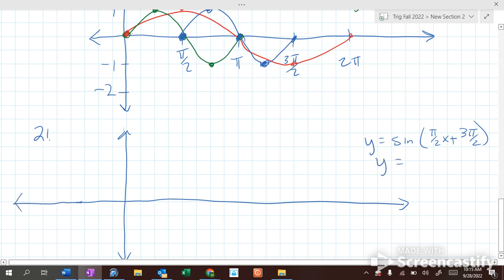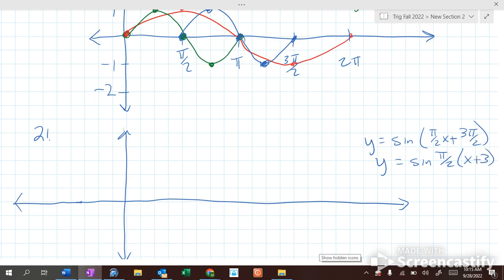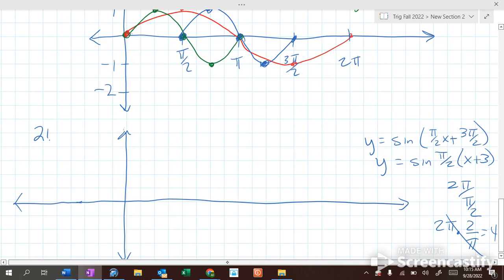Because to do this one, I need to factor out the number that's in front of x. That needs to be on the outside of the parentheses. So all of a sudden, we get x plus 3. There's no pi's involved in that. So that should give me a tip-off that something really unusual is happening. So if I take 2 pi divided by pi over 2, that's the same as 2 pi times 2 over pi. My pi's cancel, and I get 4.